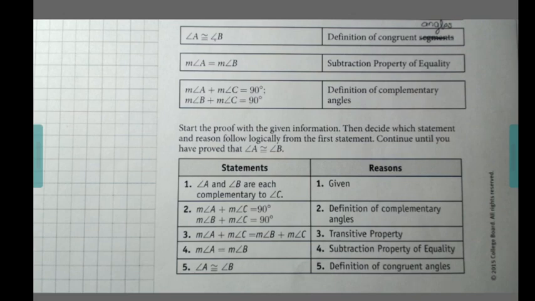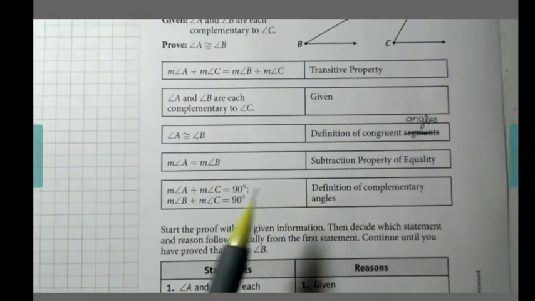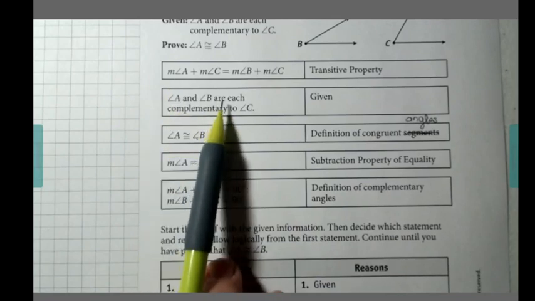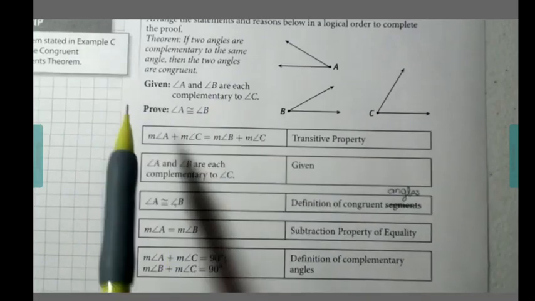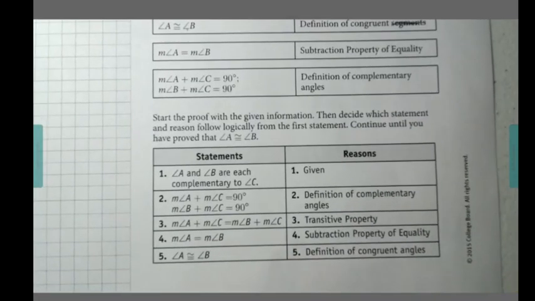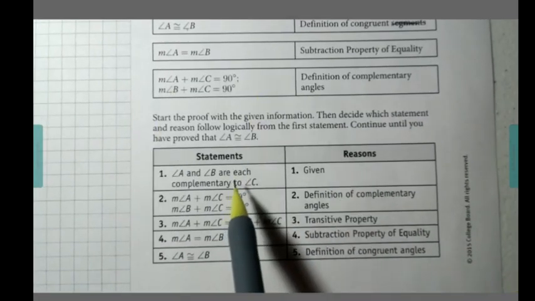So again, remember I said this earlier. We always want to start with what we're given and work towards what we're being asked to prove. Because once we've proven what we needed, there's no reason to actually continue the proof. You're done with it once you've gotten to that point. So they rearranged it, and the first thing they stated was that angle A and angle B are complementary to C, because that's what we were given to begin with. So they put that in spot number 1.